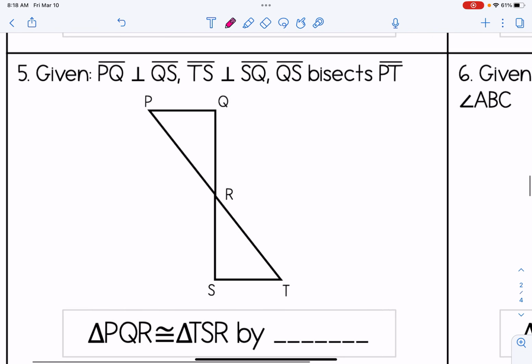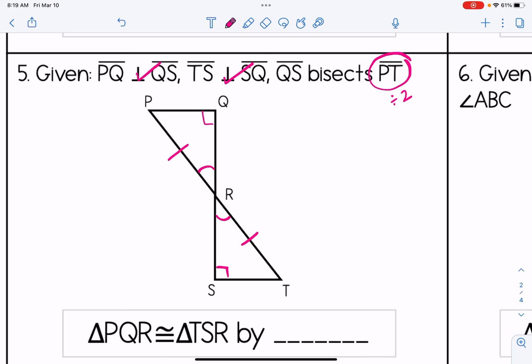Okay, number 5, PQ is perpendicular to QS and TS is perpendicular to SQ. I'm going to address those at the same time. That just indicates the right angles are not adjacent, and I'm going to mark them off in the picture. If QS bisects PT, that means PT is what's split in half or divided in 2. So I'm going to take PT, look at the 2 halves, and mark them off. And then I have vertical angles here.